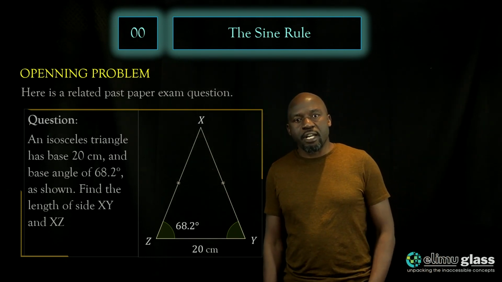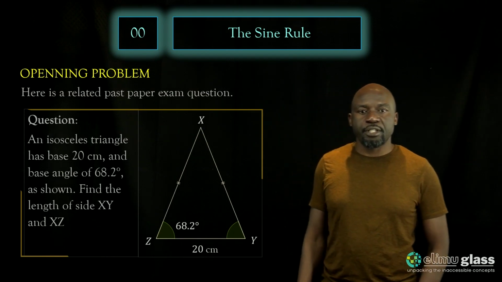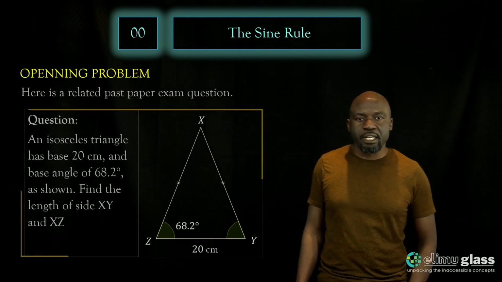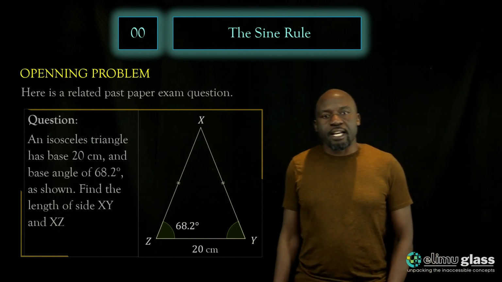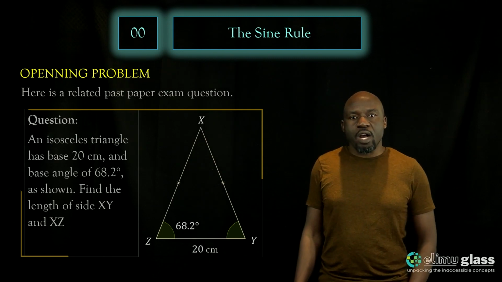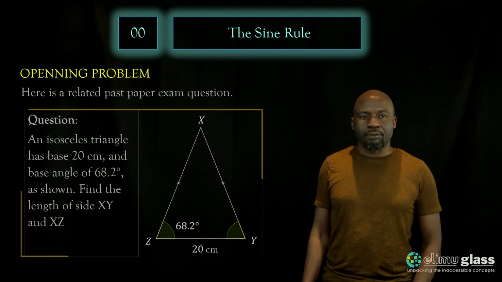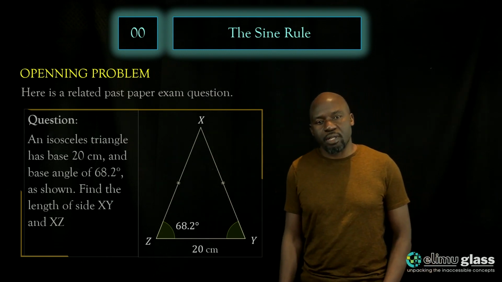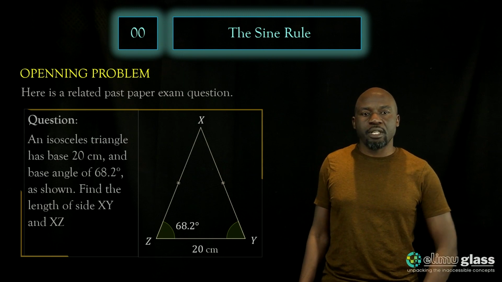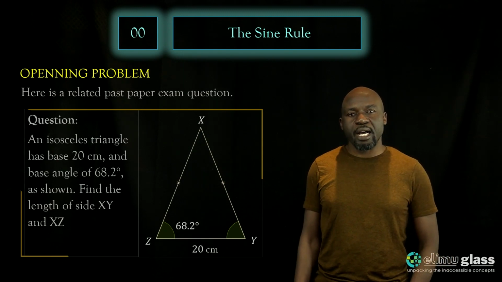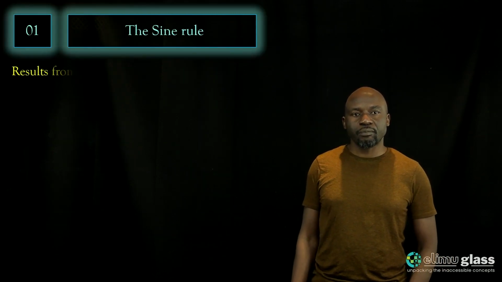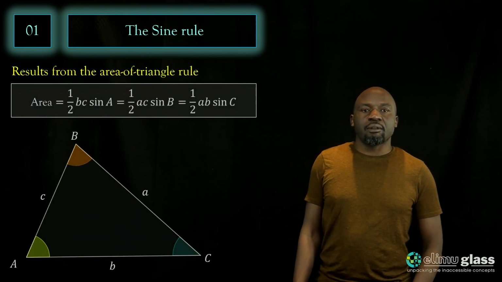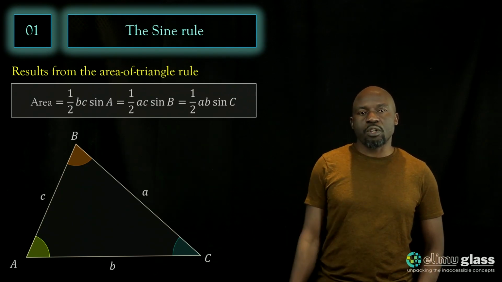An isosceles triangle has a base of 20 centimeters and a base angle of 68.2 degrees as shown. Find the length of the sides XY and XZ. Of course, if you do not know this already, for some of the students, one of the things that might be hitting your mind right now is what do we mean by an isosceles triangle, but we'll see that shortly. Before we solve the question, let's see what the sine rule is.